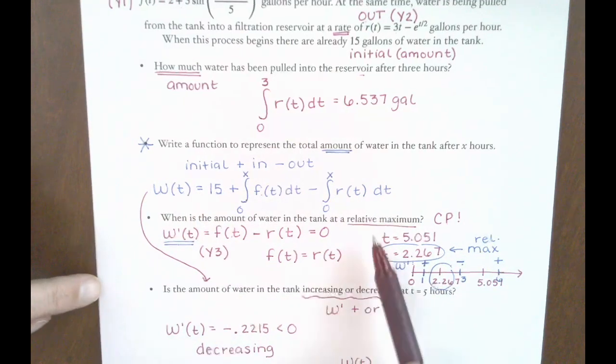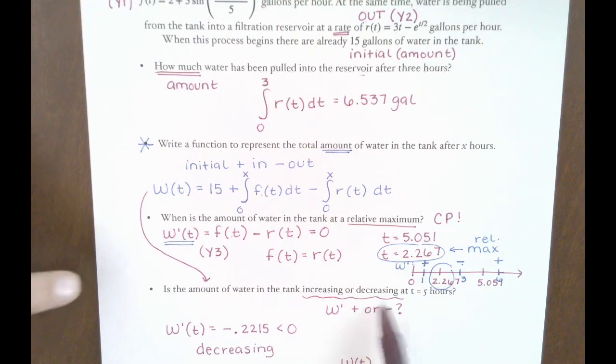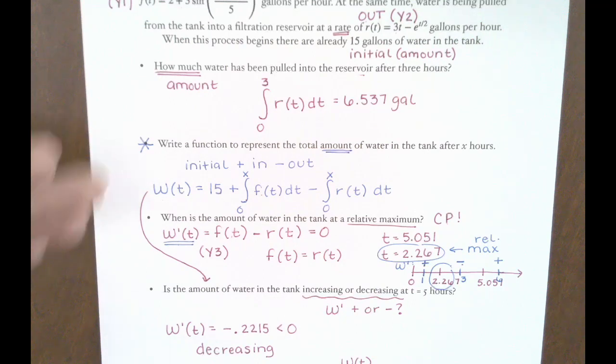And for all of these questions, these are all things that we've done a ton of times. How do you find a relative maximum? How do you find if you're increasing or decreasing? How do you find an absolute minimum? Okay? You just have to get used to doing that with functions that are defined up above.